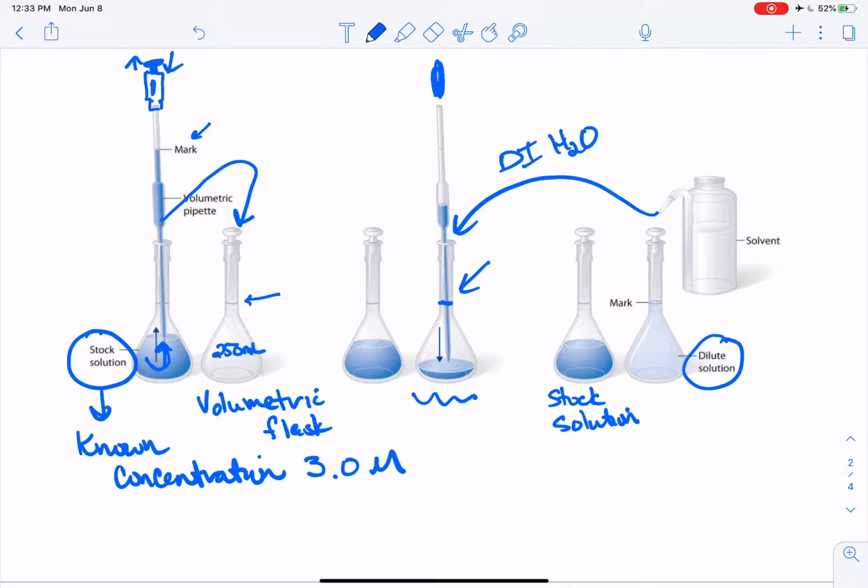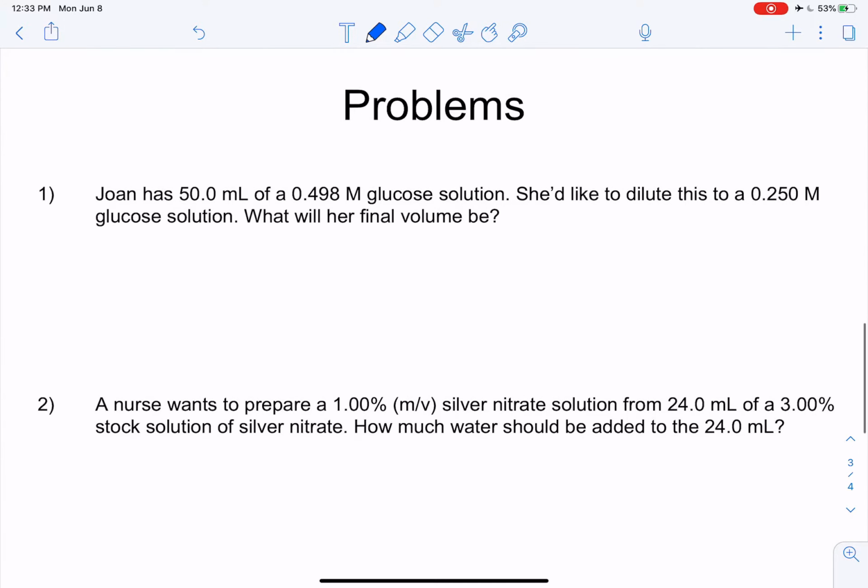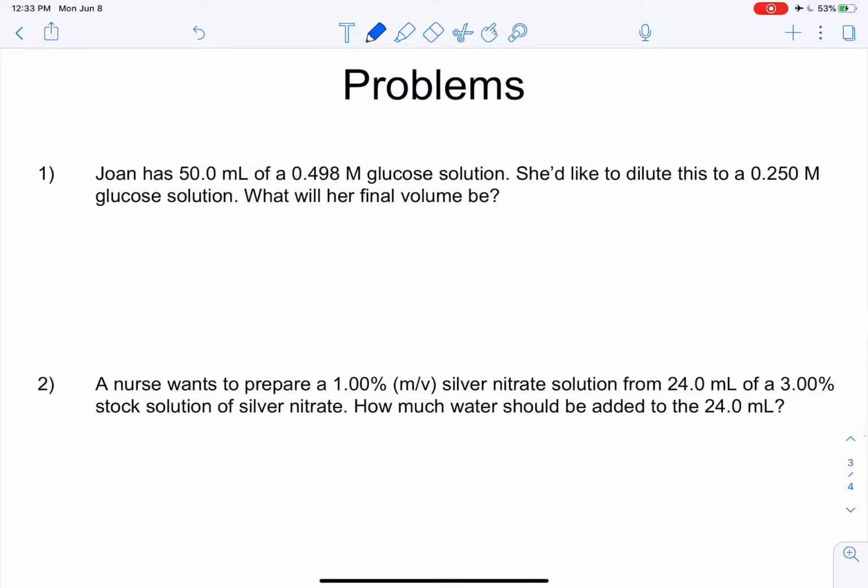And then we've got our dilute solution at the volume and whatever concentration we wanted to dilute it to. So that's the process that we use. So now we have some problems here to work. Joan has 50 milliliters of a 0.498 molar glucose solution. She'd like to dilute this to 0.250 molar, and we want to know what her final volume would be.